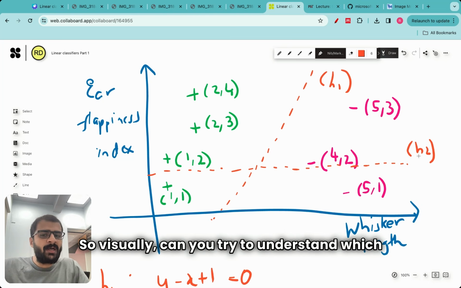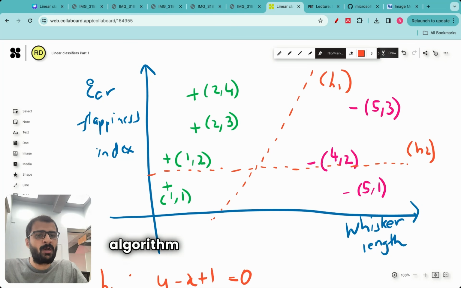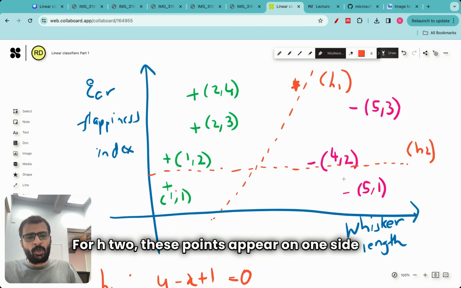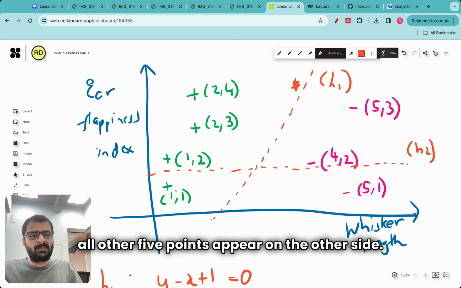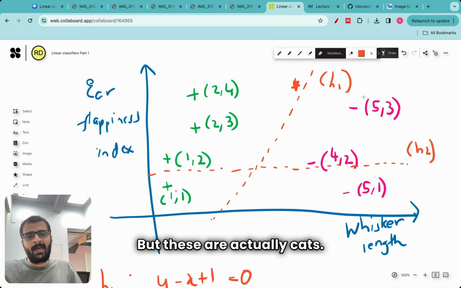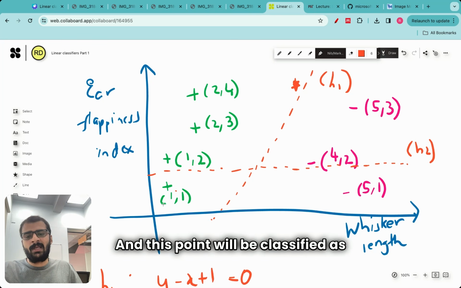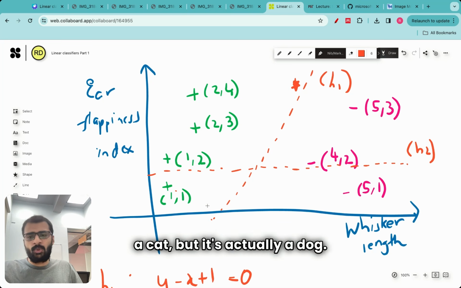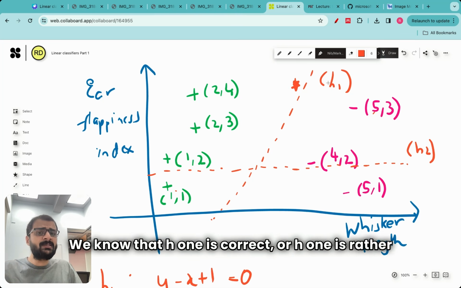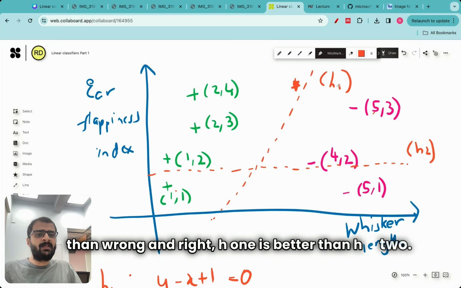So visually, can you try to understand which is the good classification, which is the good algorithm among h1 and h2? It's clearly h1, right? Because h1 seems to separate the two classes perfectly. H2 does not seem to separate the two classes. For h2, these points appear on one side and all other 5 points appear on the other side. So these two h2 is classifying as dogs, but these are actually cats. And this point will be classified as a cat, but it's actually a dog. So h2 is wrong. We know that. H1 is correct, or rather than wrong and right, h1 is better than h2.